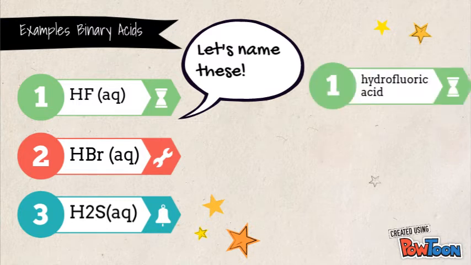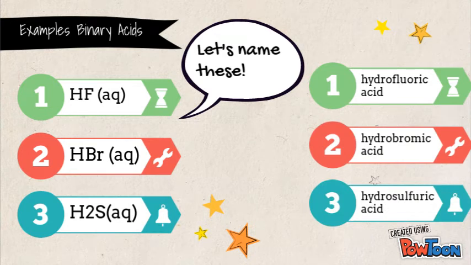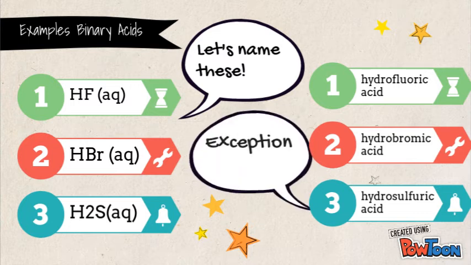So you have a few examples to look at. Notice that each of them all have hydro at the beginning, and then the stem of the name with an ic and acid. Okay. The last one, hydrosulfuric acid, notice that the name is a bit of an exception, and we don't drop the ur at the end. We keep the entire name and add the ic at the end.